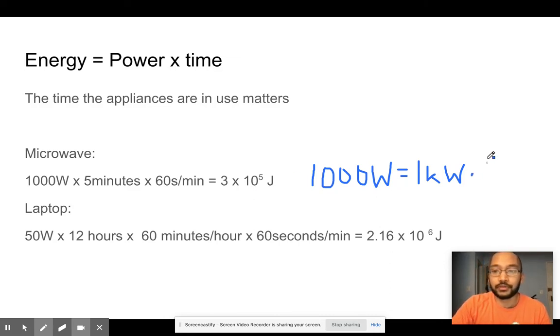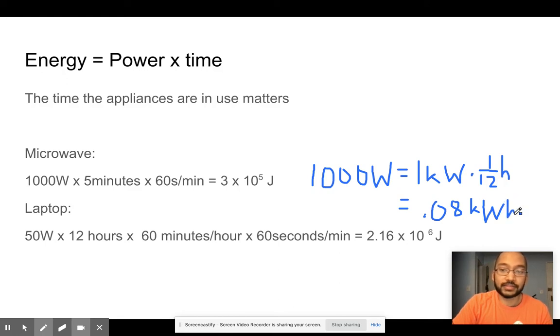So multiplied by the hours of usage. So that's like 1,000 divided by 12. Well, that's 1 divided by 12 rather. 0.0, I'm just going to say 0.08 kilowatt hours. So that's how you would go from watts to kilowatts to hours. And again, this is over 1 day.